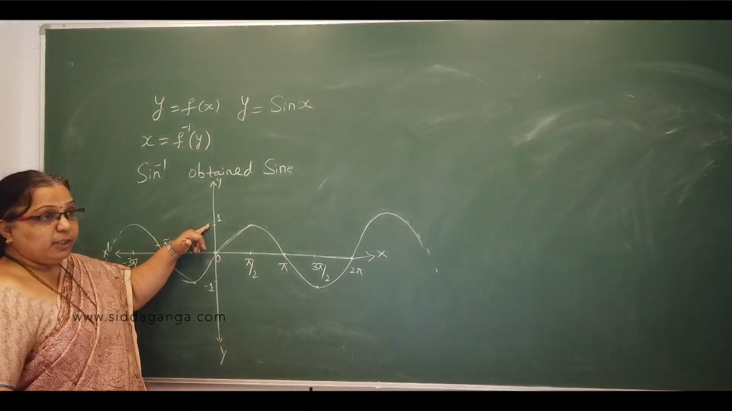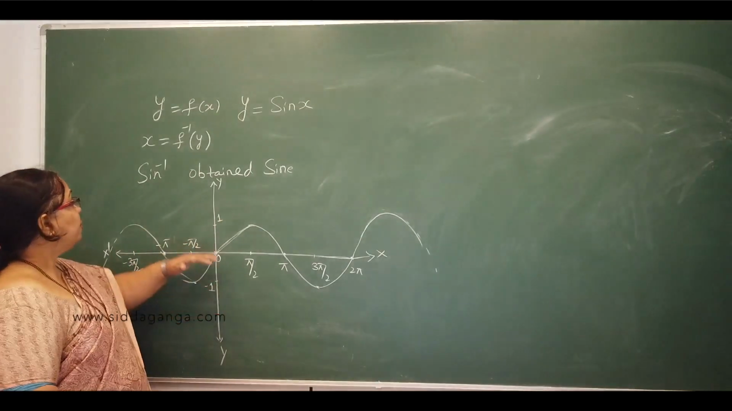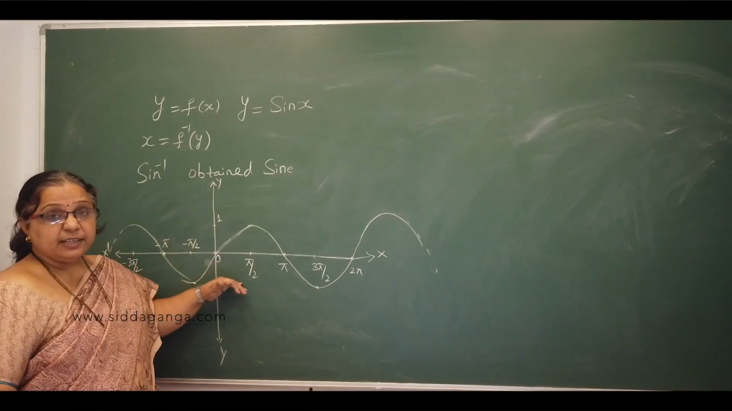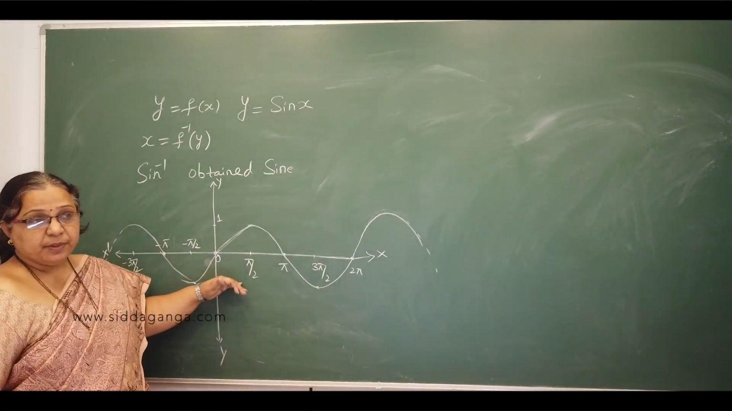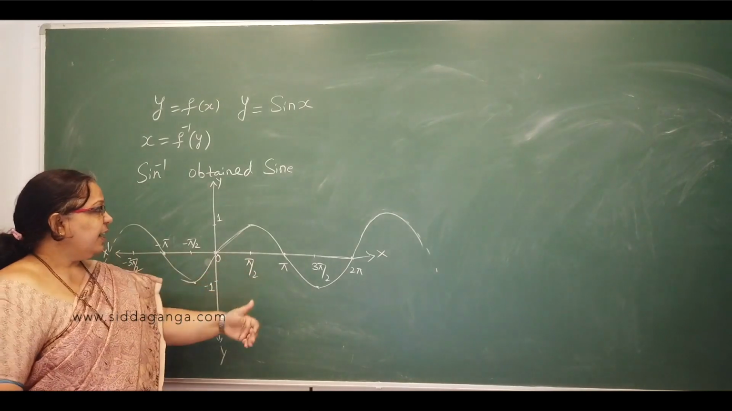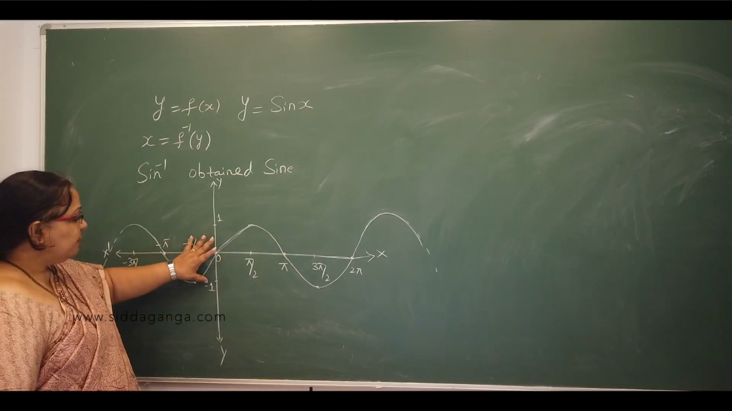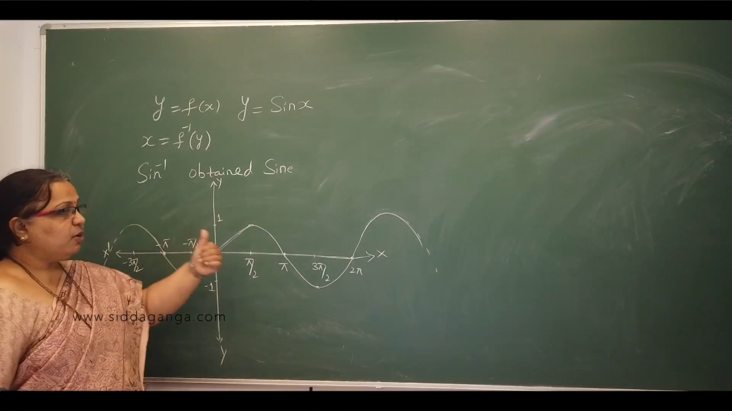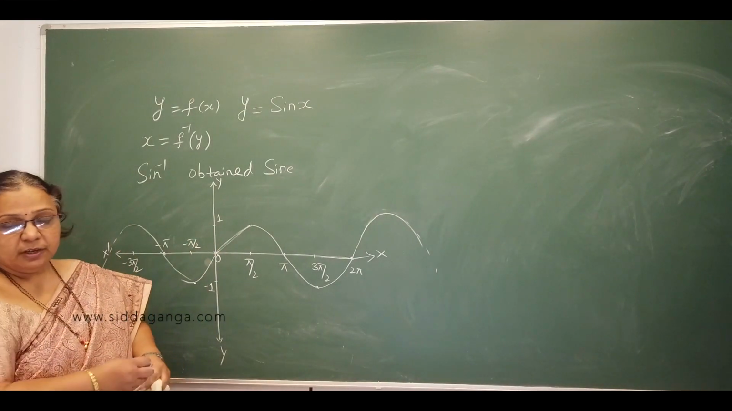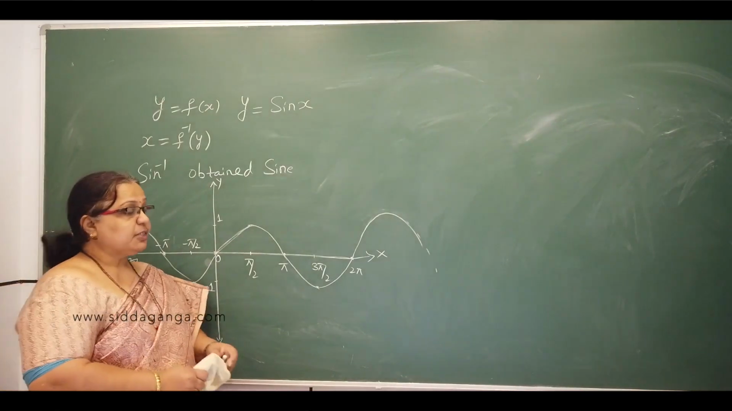So now we know, as already told, that to get the graph of the sine inverse function, we have to interchange x and y axis, which means we have to consider the angles along the y axis and the values in the closed interval minus 1 comma plus 1 will be on the x axis. So now we shall draw the graph of the sine inverse function.